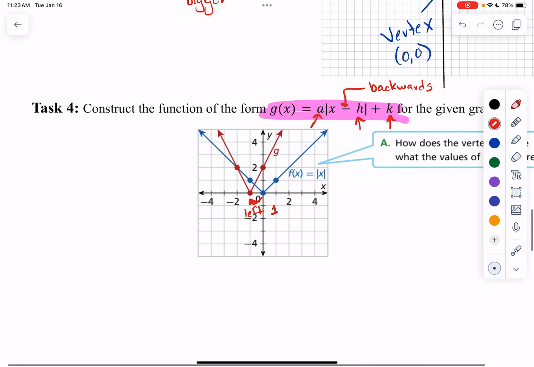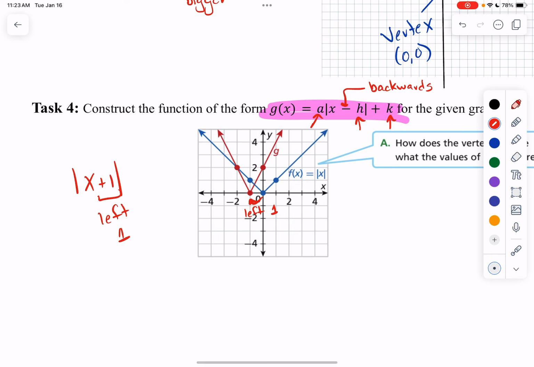So let's go ahead and move this guy. It moved left 1, so that's taking the absolute value. Left 1 is going to add 1 inside that function. So that's adding 1, so that's moving it left 1. Okay, so we got the first bit down.